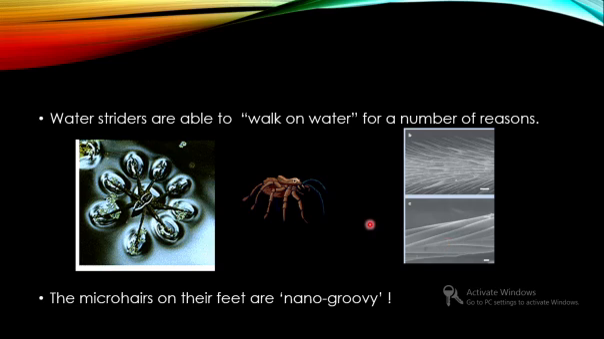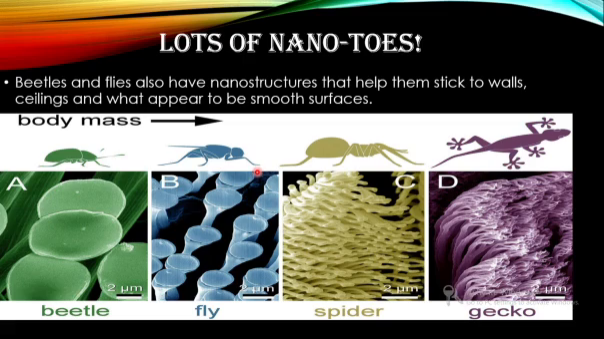So a similar kind of thing happens in a spider also. Spider's legs have micro hairs on its feet, which are grooved. So in the groove, air will be there, which will make them walk over the water. Similarly, beetles and flies also have nanostructures that help them to stick to the walls and ceilings and what appear to be very smooth surfaces.